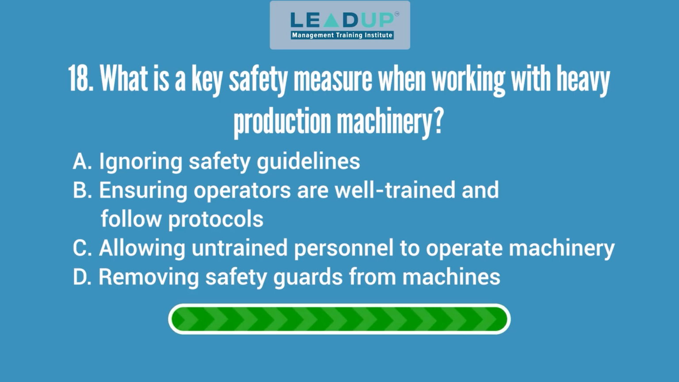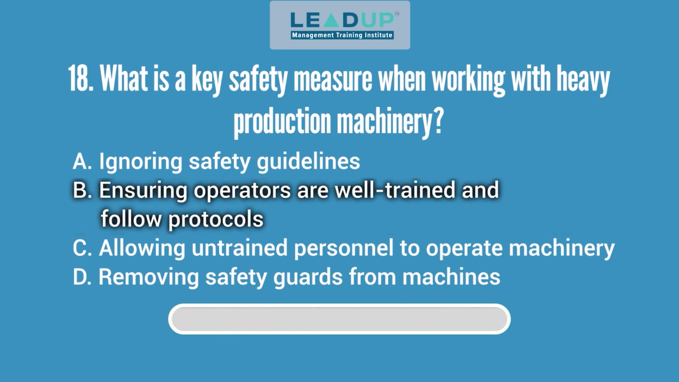Question 18. What is a key safety measure when working with heavy production machinery? A. Ignoring safety guidelines. B. Ensuring operators are well trained and follow protocols. C. Allowing untrained personnel to operate machinery. And D. Removing safety guards from machines. The answer is ensuring operators are well trained and follow protocols.